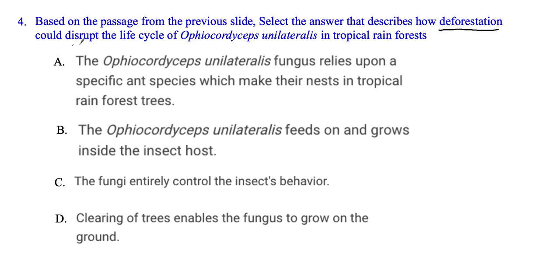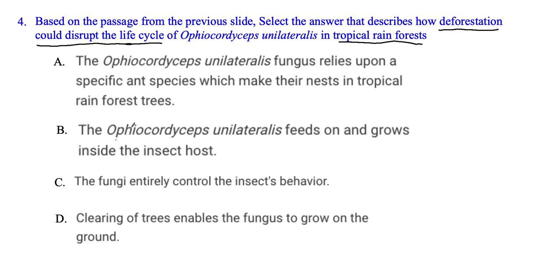How deforestation could disrupt the life cycle of something. And it's basically talking about the life cycle of this fungus, and we're dealing with tropical rainforests. So do you think you could make a prediction of what the answer might be? In other words, if we cut down trees, how could it affect the life cycle of something? Well, I read these through. You can scan these through. What do you think a good prediction would be?